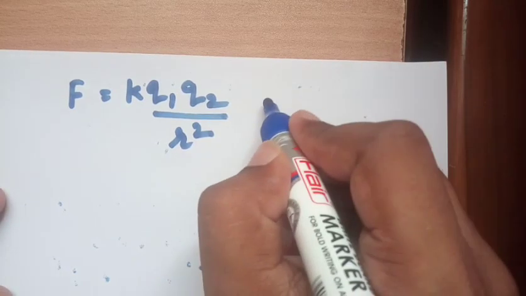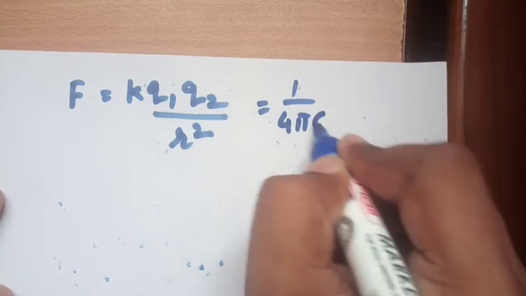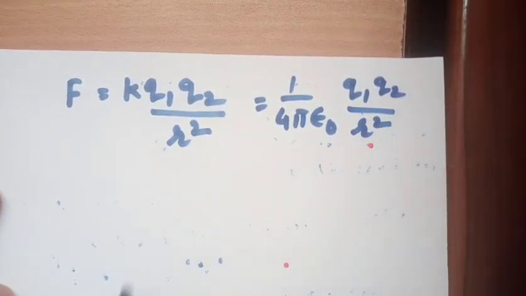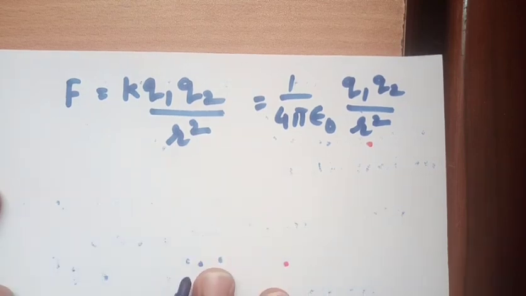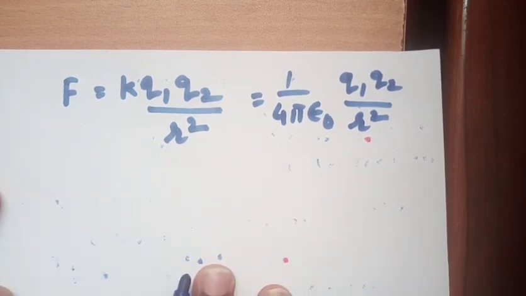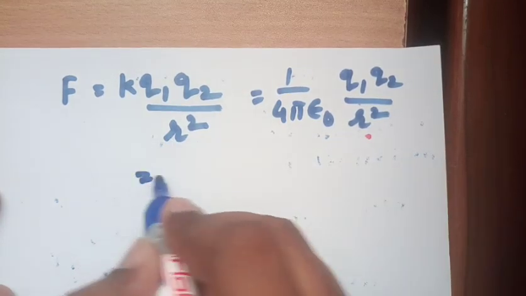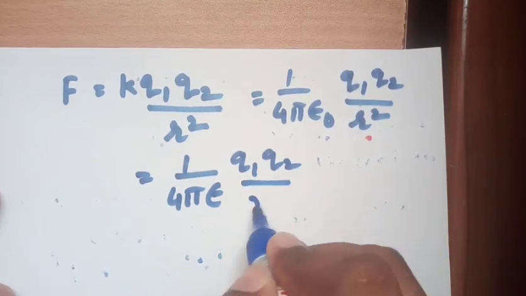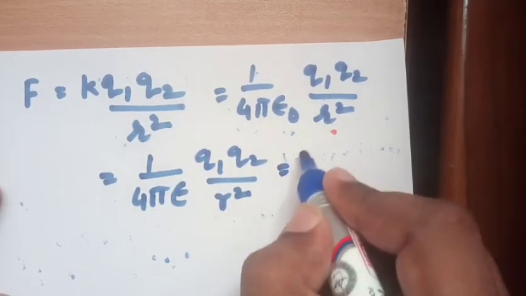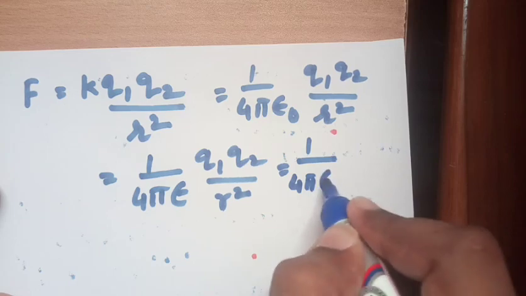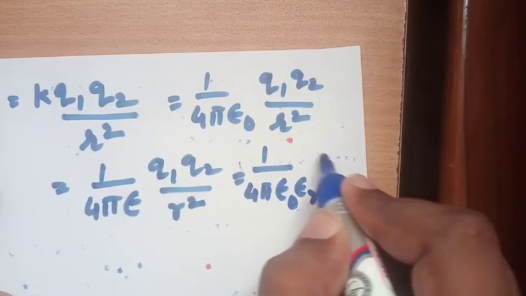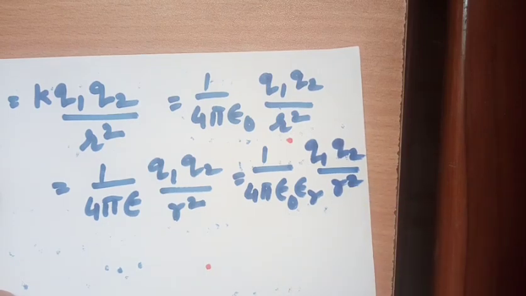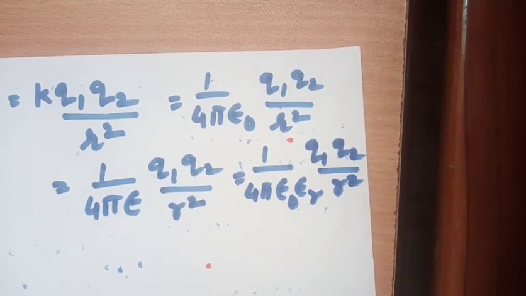Now you can also write this as 1 upon 4 pi epsilon naught Q1 Q2 upon R square. These are the two variants of Coulomb's force in vacuum. When it comes to a medium, you have to write this force as 1 upon 4 pi epsilon Q1 Q2 upon R square, or you can write 1 upon 4 pi epsilon naught epsilon R Q1 Q2 upon R square. Now all of these variants we saw in the last video.